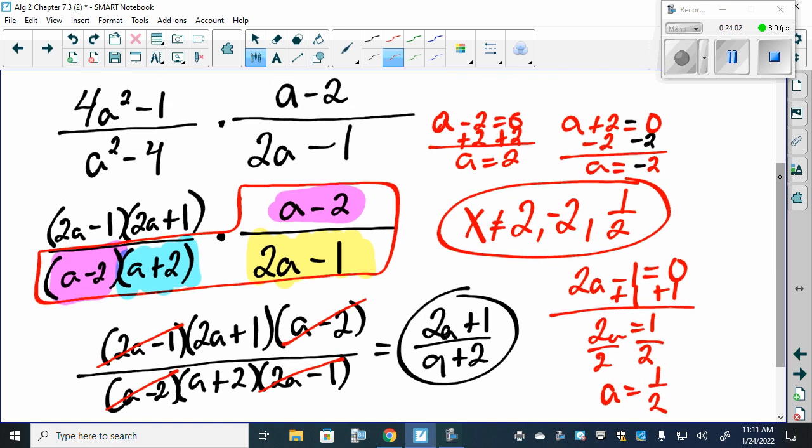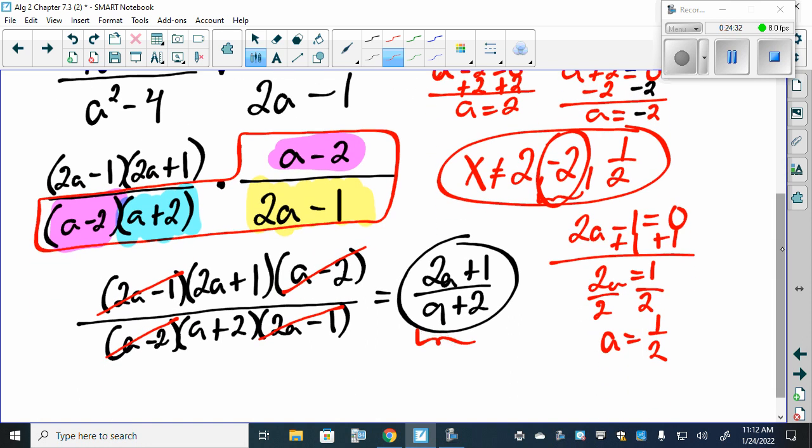All right, so these three here are the restrictions. Now, the problem like here, the textbook would not list negative 2 as a restriction because the a plus 2, where we got that restriction from, is still in the denominator, so it's not going to list it because it's still written. It's only going to list the ones that simplified out. I would still list all the restrictions because I think it's good to have them listed and not make that kind of exception. Any other questions on this here?